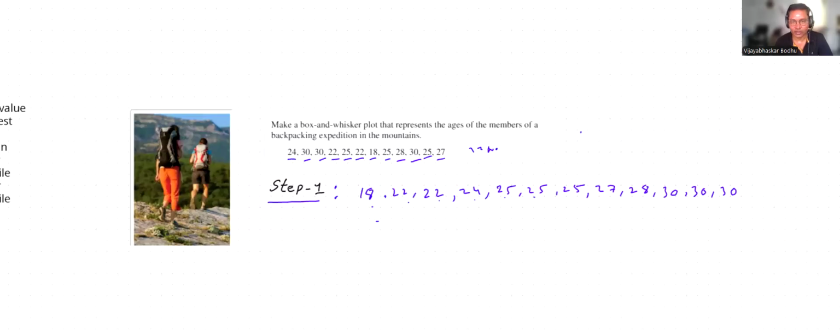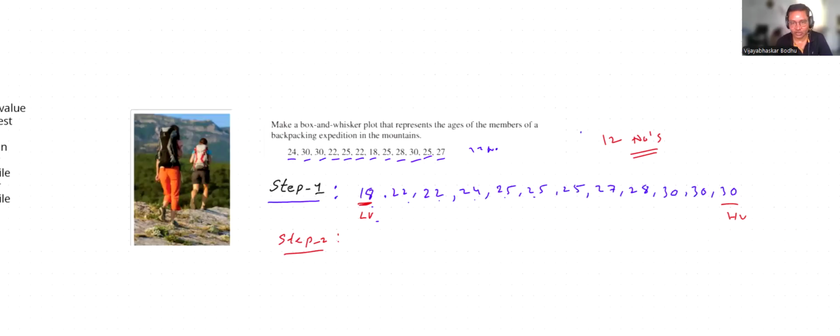Now let us see how to find the median from this. Step 2, we will find out the median, least value, highest value. Highest value, least value is easy. 18 is the least value, the first one. The 30 is the highest value. And what about the median? There are 12 numbers here, so the middlemost are the 6th and 7th. There are two middlemost values.